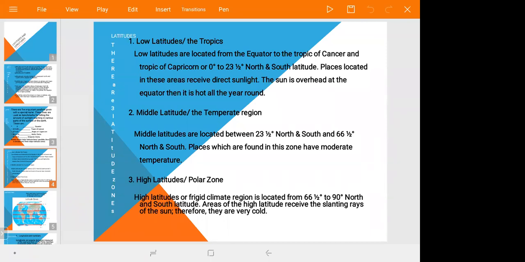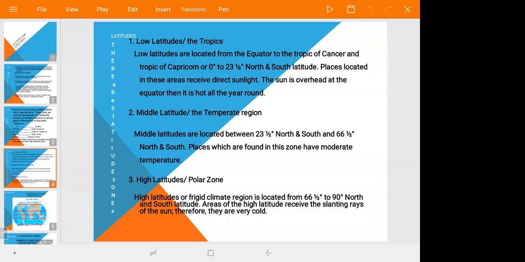So places located in this low latitude zone have what? A hot climate, and they receive vertical sun rays. Therefore, it's hot all the year round. Particularly at the equator, it is very hot throughout the year, and the sun is always direct for these places.